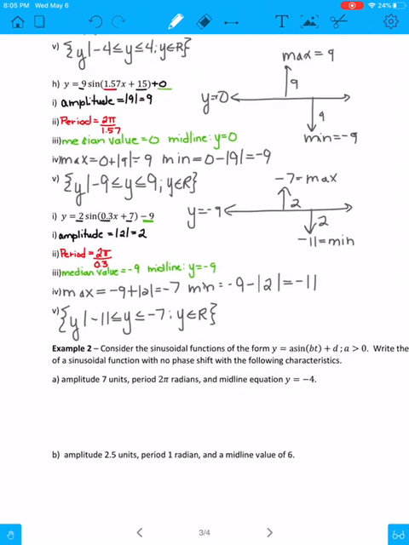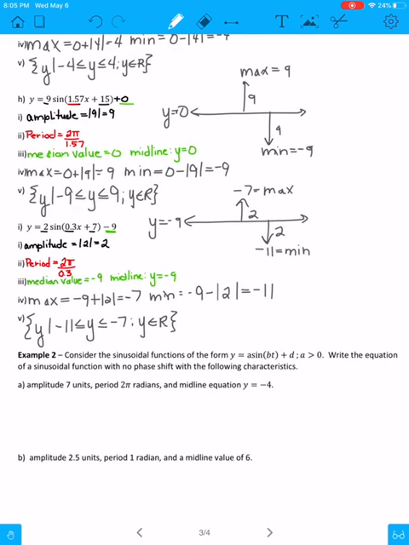All right. Let's look at example 2. Example 2 says, consider the sinusoidal functions of the form y equals a sine bt plus d. A is greater than 0, which we need to know because that's the only way we're going to know if it's positive or negative, so we know that it is positive.